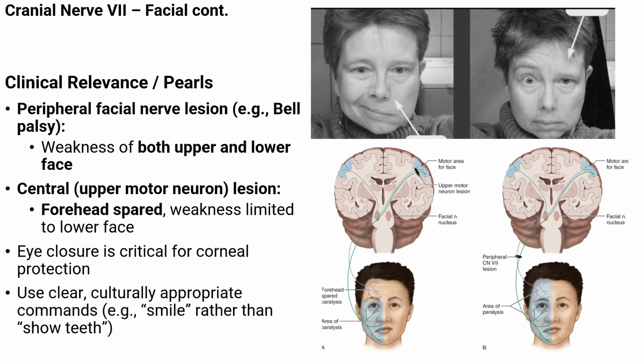In contrast, sparing of the forehead with weakness confined to the lower face suggests a central upper motor neuron lesion. Remember that effective eye closure is essential for corneal protection, making this assessment clinically important beyond diagnosis alone. Finally, use clear and culturally appropriate instructions. Simple commands like smile are often more effective and comfortable for patients.